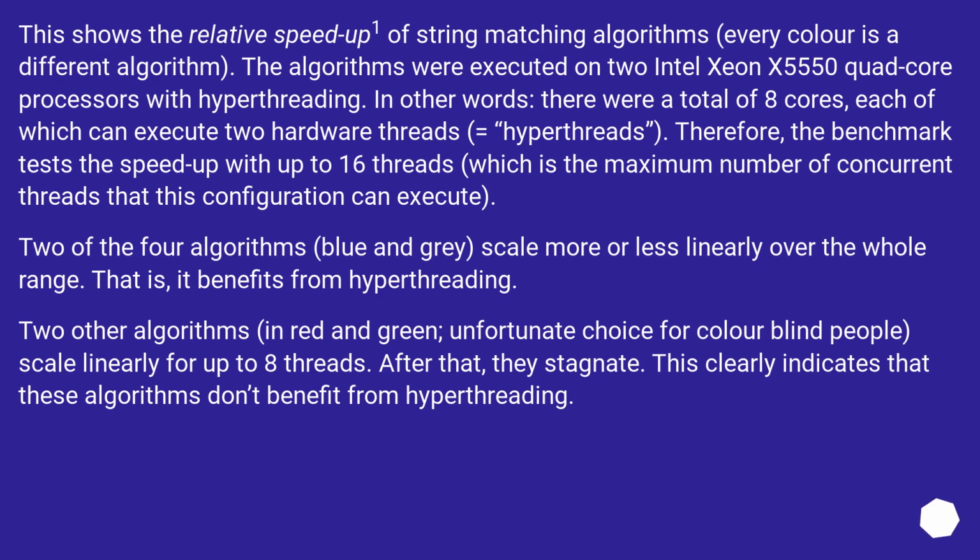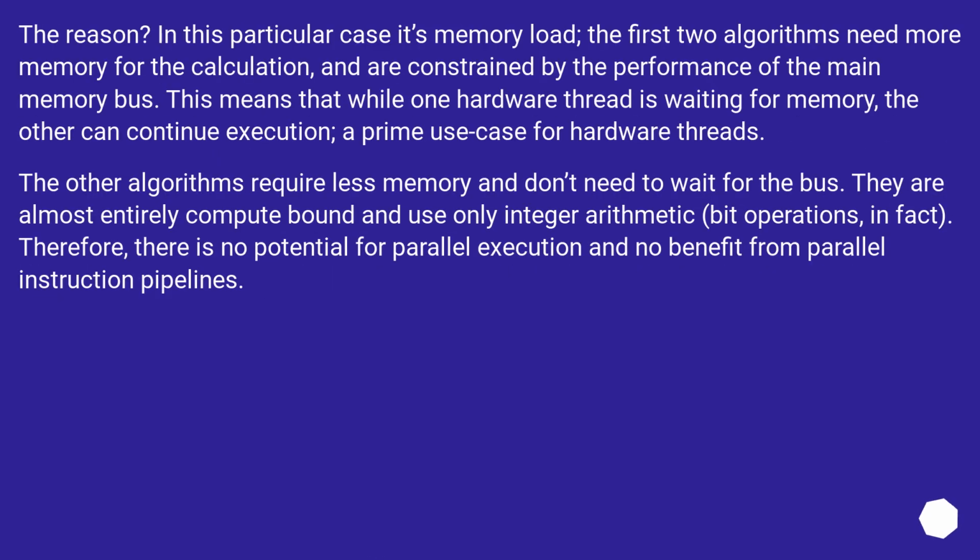2 other algorithms, in red and green, an unfortunate choice for colorblind people, scale linearly for up to 8 threads. After that, they stagnate. This clearly indicates that these algorithms don't benefit from hyperthreading. The reason? In this particular case, it's memory load.